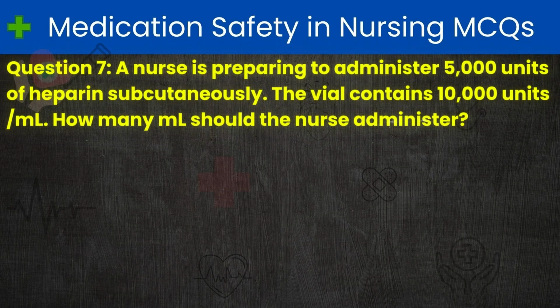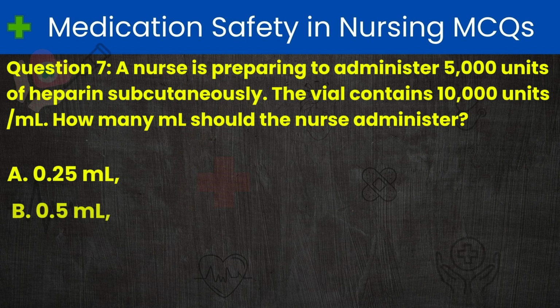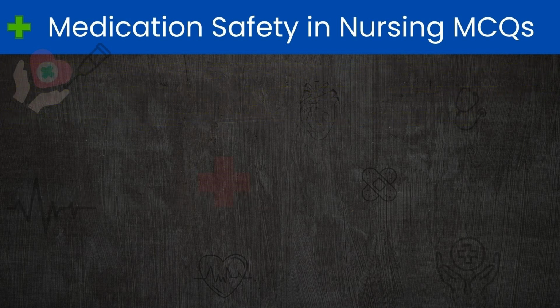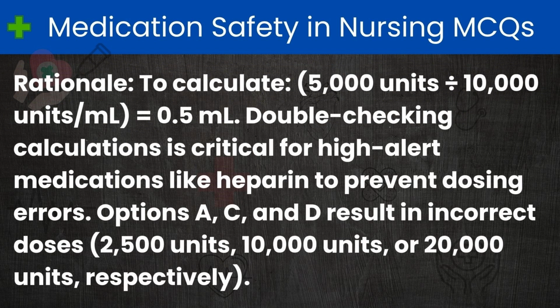Question 7. A nurse is preparing to administer 5,000 units of heparin subcutaneously. The vial contains 10,000 units per mL. How many mL should the nurse administer? A. 0.25 milliliters. B. 0.5 milliliters. C. 1 milliliter. D. 2 milliliters. Answer: B. 0.5 milliliters. Rationale: to calculate, 5,000 units divided by 10,000 units per mL equals 0.5 milliliters.